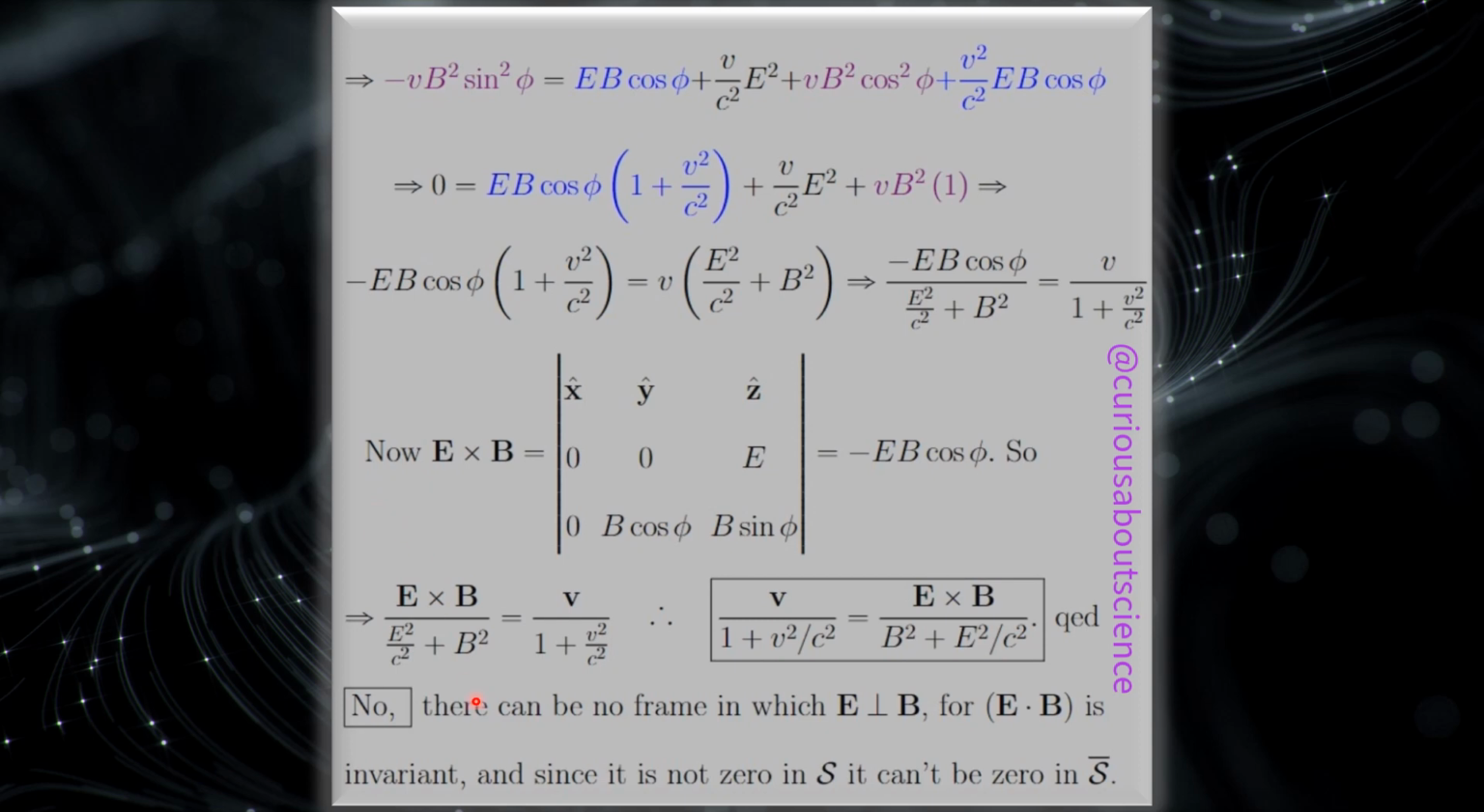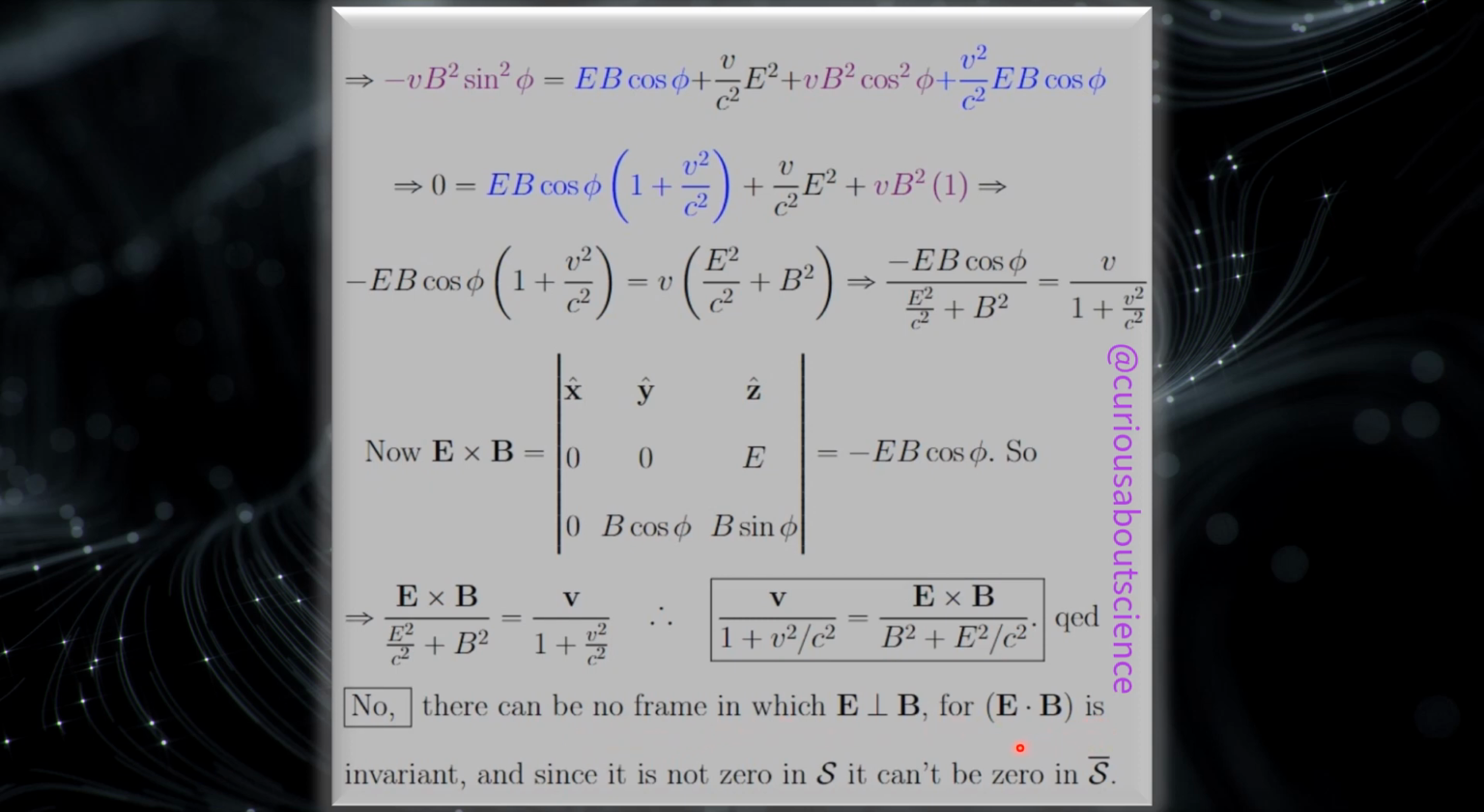So what we need to write formally is that no, there can be no frame in which E is perpendicular to B, for E dot B is invariant. The whole point is that if we were completely perpendicular, then the dot product would be 0. And that wouldn't work if we have the fields established in one frame and not the other, because we showed earlier that the invariant product is invariant for a reason. So that would negate what we proved earlier. So no, we can't. And since it is not 0 in S, it cannot be 0 in S bar.